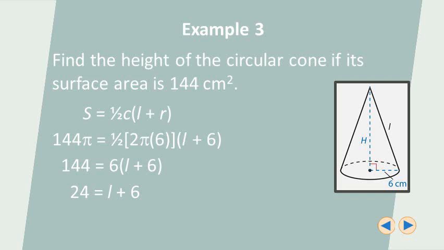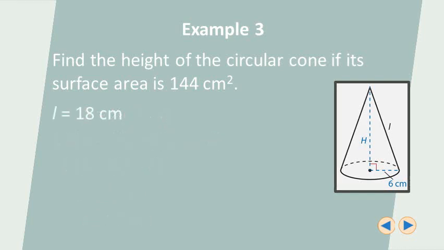We distribute the 6's, or we divide both sides by 6, excuse me. So 24 equals L plus 6. We subtract 6. So the slant height is 18. The radius is 6. So now we can calculate what the height is.